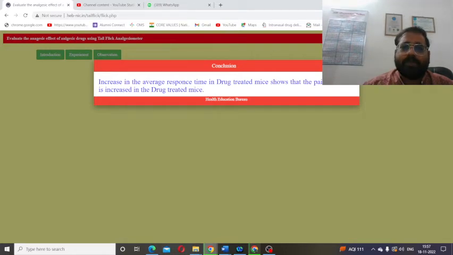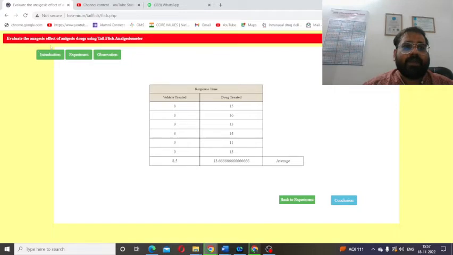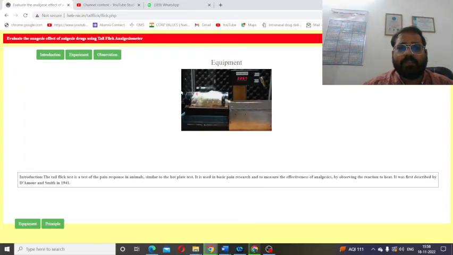So today's study was about the evaluation of the analgesic effect of an analgesic drug using the tail flick analgesiometer. This was the analgesiometer which we used. This is the mouse. We can see it has been restrained inside the equipment, and the tail is left free on the surface. Some pain has to be given with the help of radiation. Once it feels the pain after a particular time, it will flick its tail. The time has to be measured in this experiment.